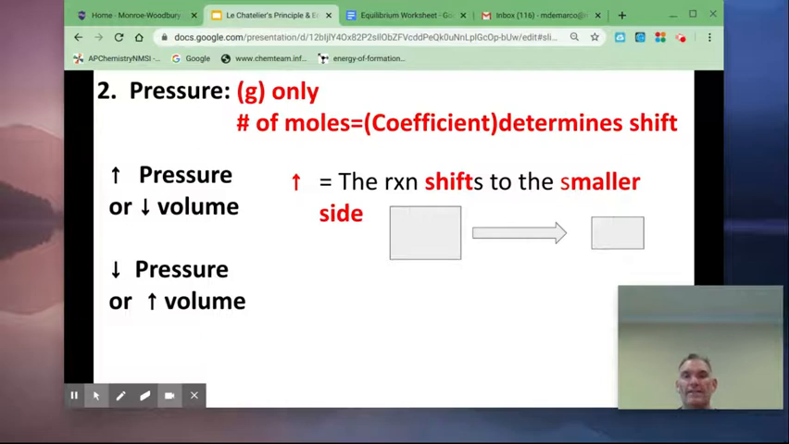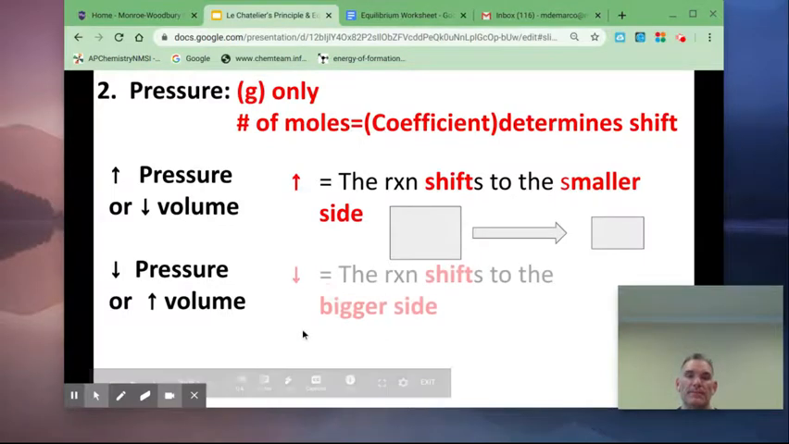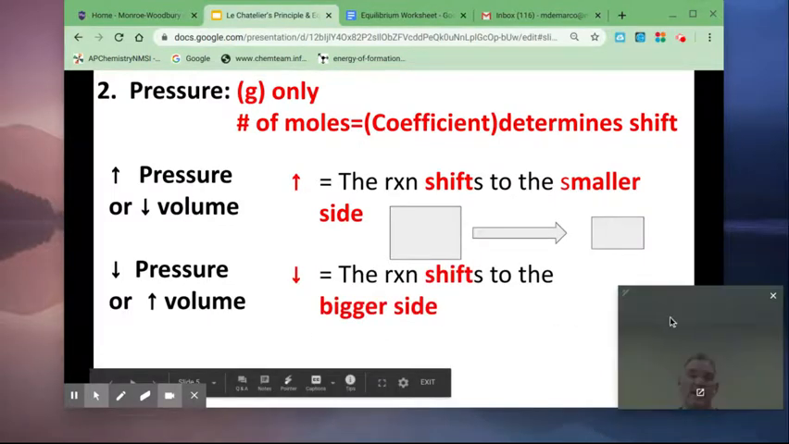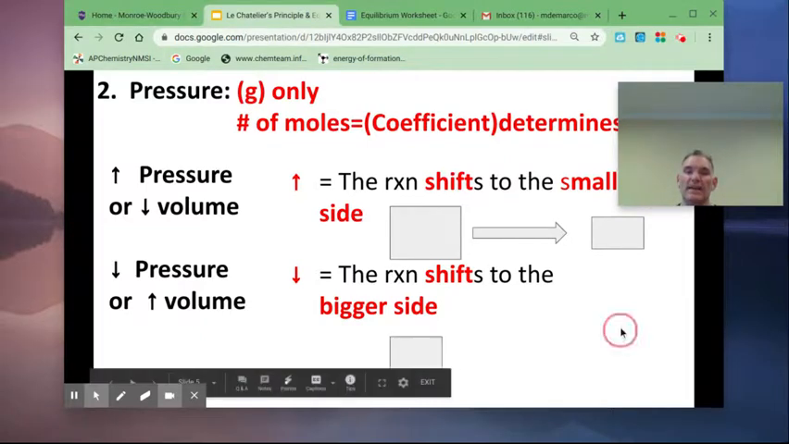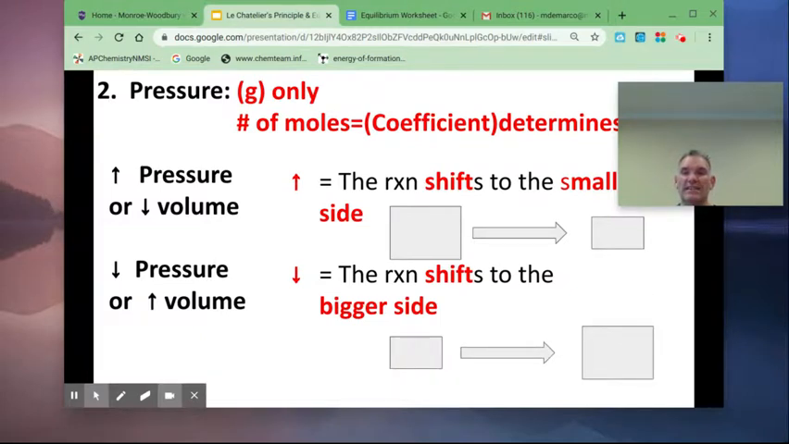Therefore, I go to the smaller side to alleviate the stress. And the great thing about this is what happens to one side does the opposite for the other. So if I decrease the pressure, the reaction shifts to the bigger side, right? Makes sense. If I have a box this big, and then I decrease the pressure, the box gets bigger and bigger and bigger. Well, if my box gets bigger, I can hold more reactants and products. So I'm going to shift to the bigger side.